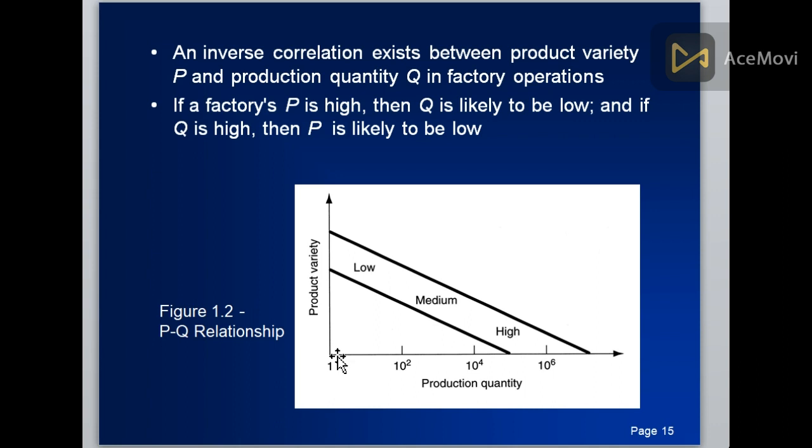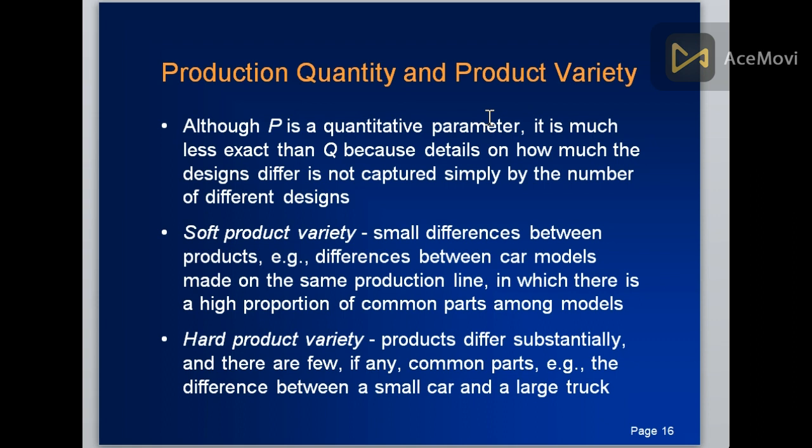There is a graph, you see here, where product variety is on the y-axis and production quantity is on the x-axis. When the product variety is high, then production quantity is low. At this point, quantity increases but variety decreases. So it is high production, low variety, or low production, high variety. This is the PQ relationship, production quantity and product variety, the same as I said above. There is an inverse correlation.